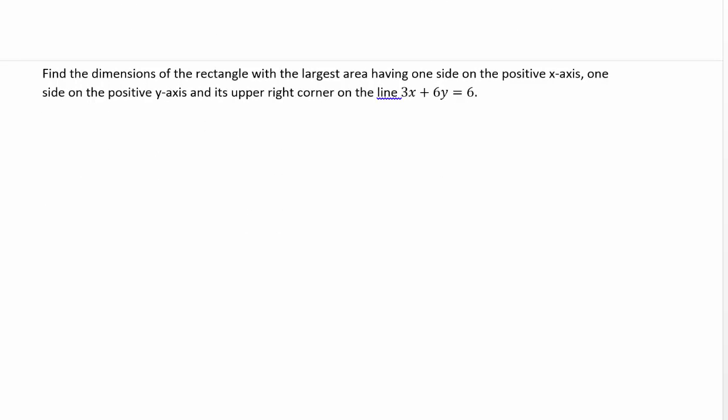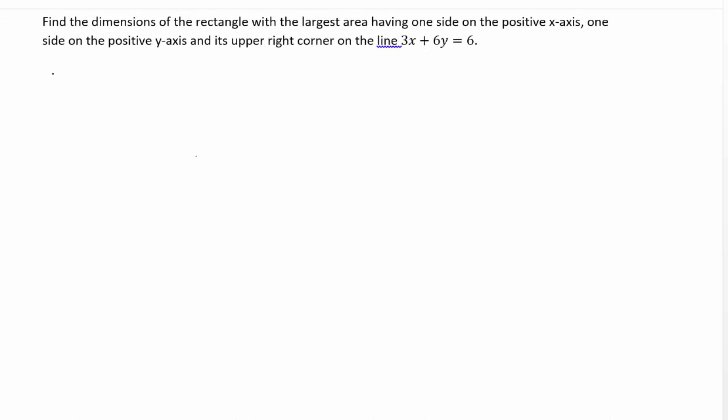Okay, so the next kind of problem that we're going to look at is the following. It says find the dimensions of the rectangle with the largest area having one side on the positive x-axis, one side on the positive y-axis, and its upper right corner on the line 3x plus 6y equals 6. So this is a problem where we probably want to draw a picture so we can visualize what we're talking about here. So we're going to have a graph, and we have this line 3x plus 6y equals 6.